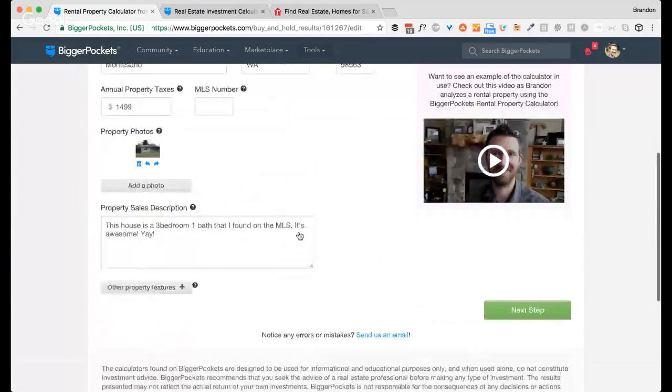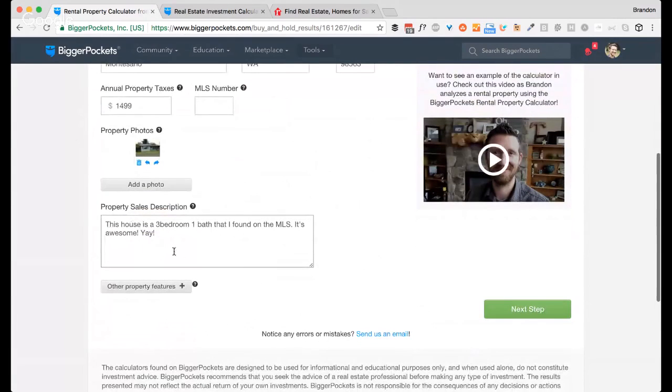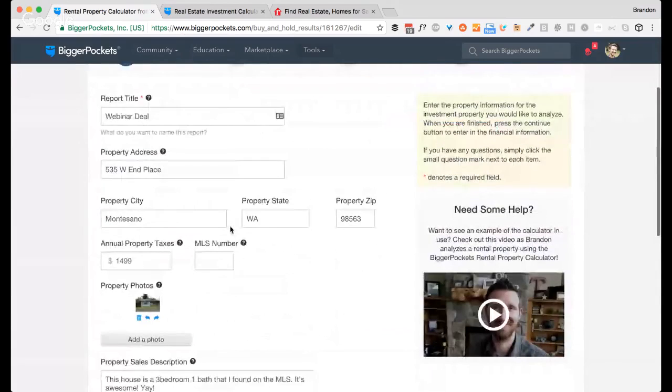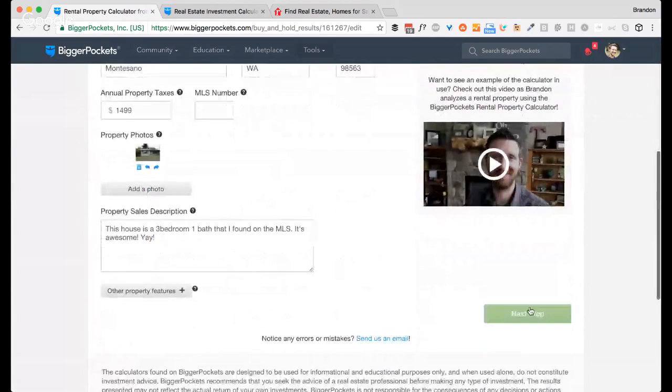I can upload a photo if I want to. I can put in a little bit of a sales description if I want. And that's really it for page 1. Everybody feeling comfortable? Good. Let's move on to page 2.